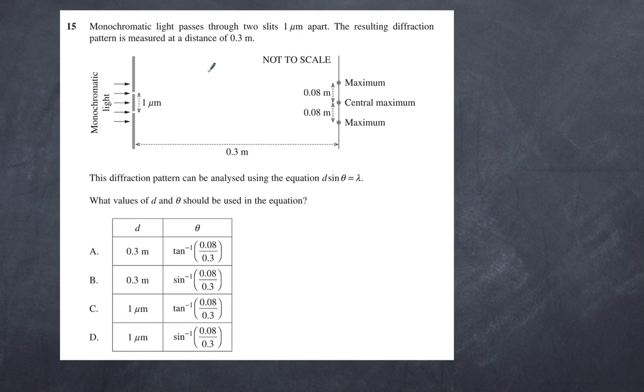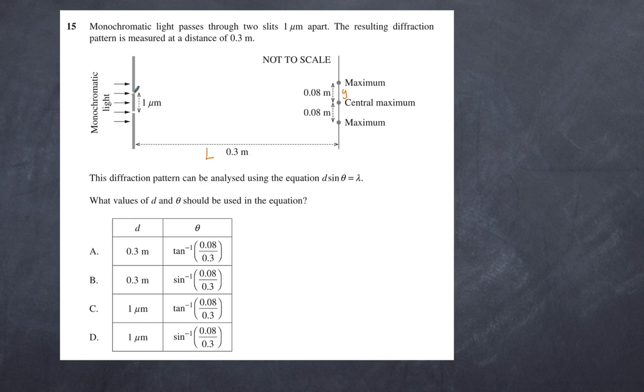So in this question, we're dealing with Young's double slit experiment, where we have diffraction taking place, and we have monochromatic light producing a series of maxima on the far wall here. This is going to be our length L, and of course this point 0.08 is going to be the separation between the central maximum and the first maximum, which we're going to call Y.